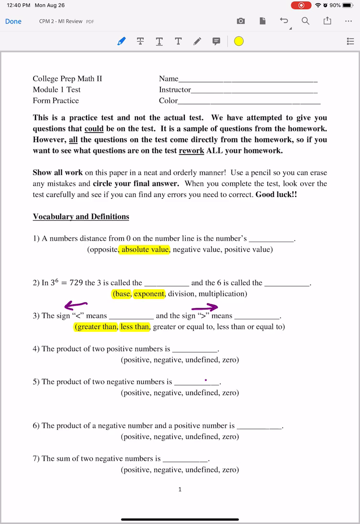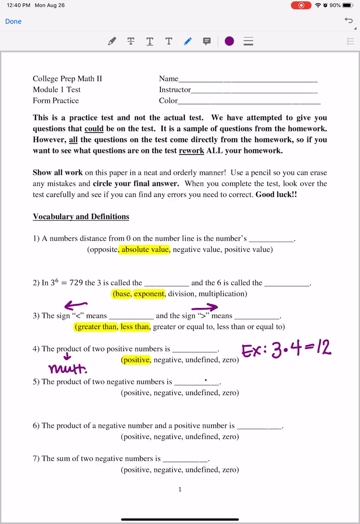The product of two positive numbers is positive. So product here means multiply. And so, for example, if you have something like 3 times 4, that's going to give you a positive 12. The product of two negative numbers is also positive. So, for example, on this one, if you have something like negative 3 times a negative 4, that is still positive 12. So when you're multiplying, two positives become positive, two negatives also become positive. Because their signs are the same, it's positive.